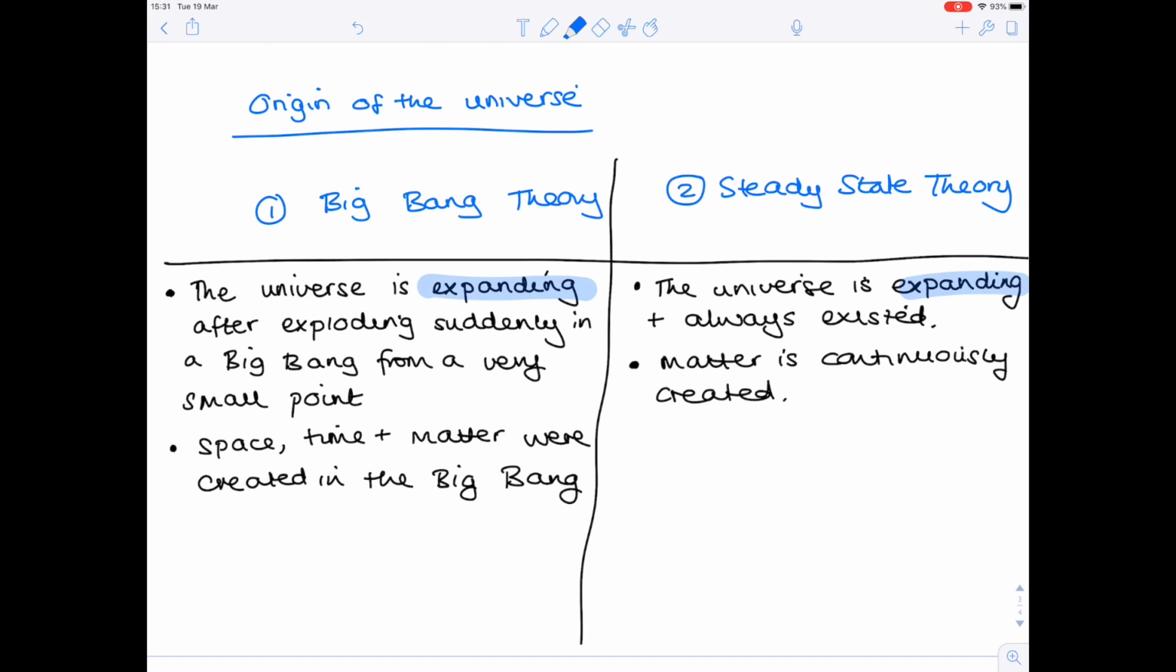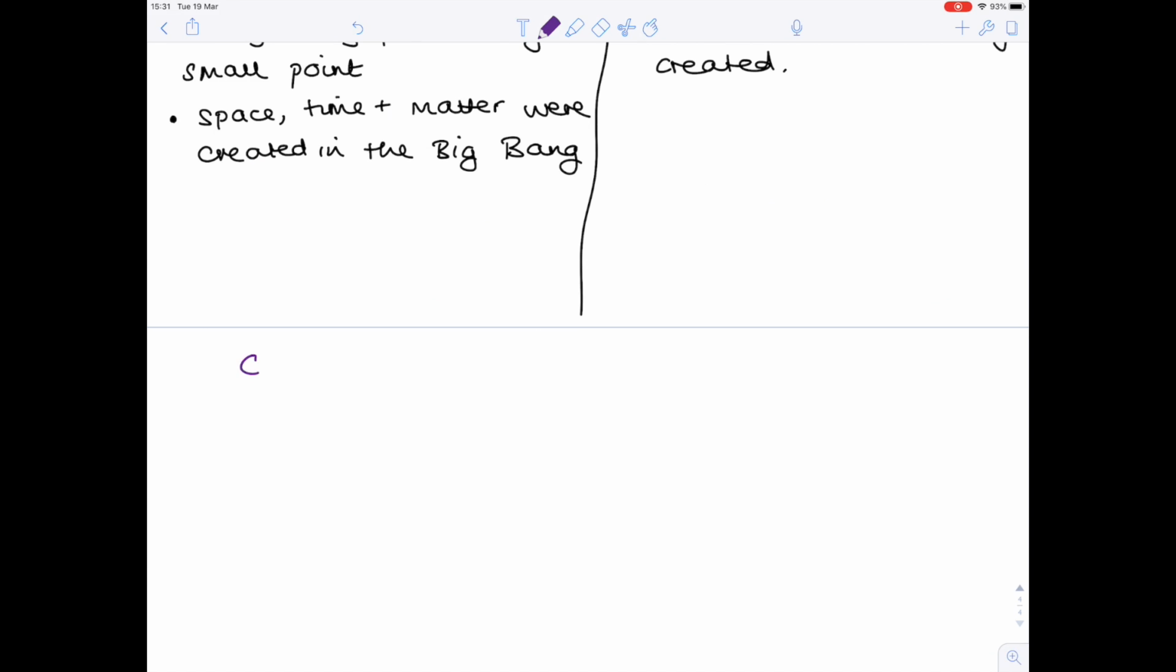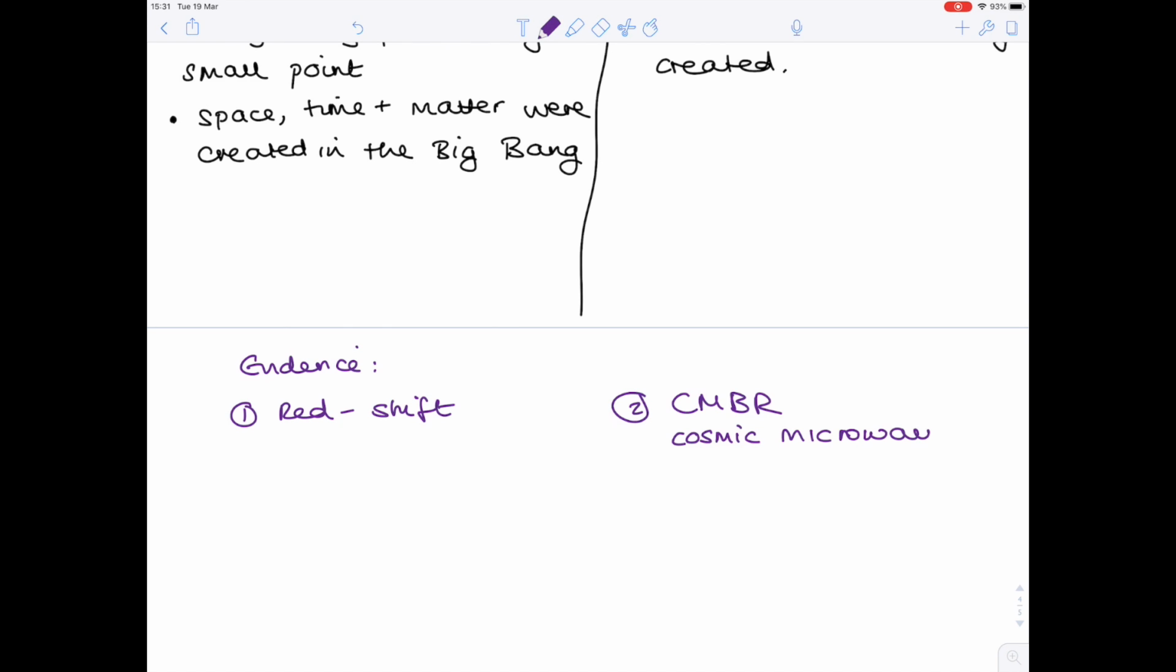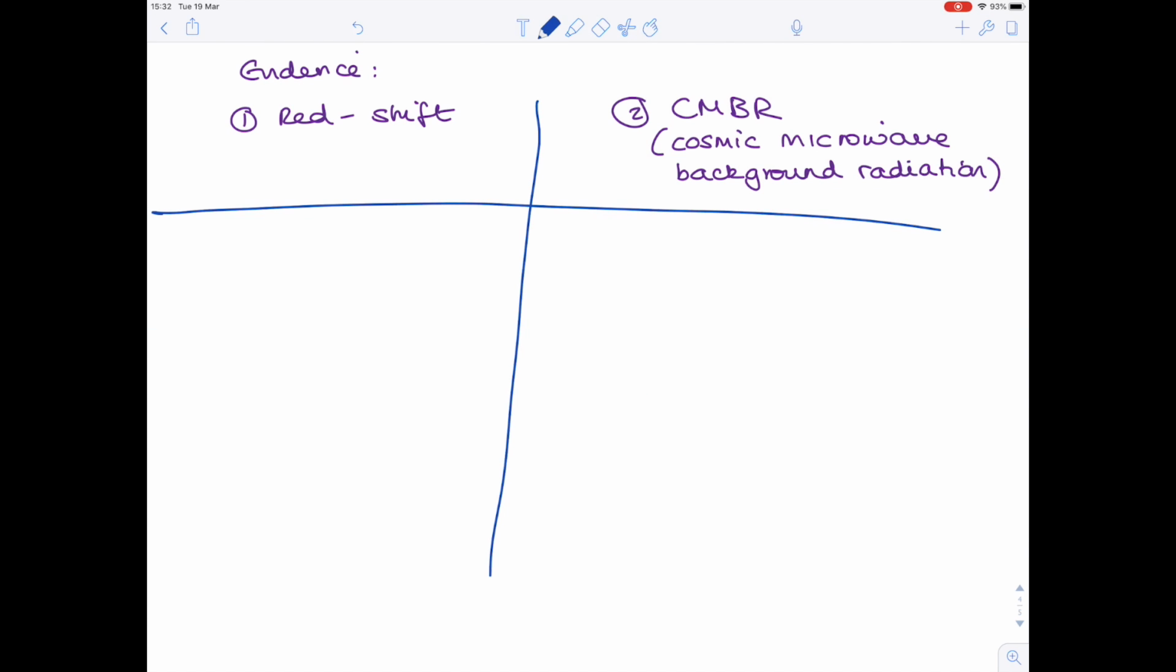So what evidence do we have for these? Well, it's split broadly into two categories. So evidence, number one is redshift. Number two is CMBR, which is cosmic microwave background radiation. So let's take each of these in turn.